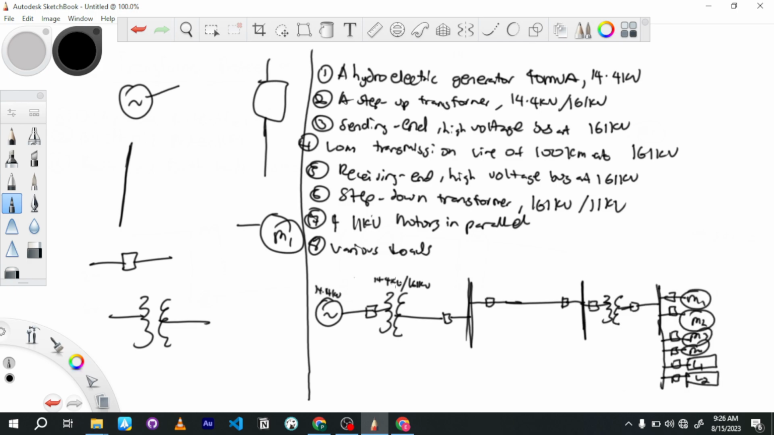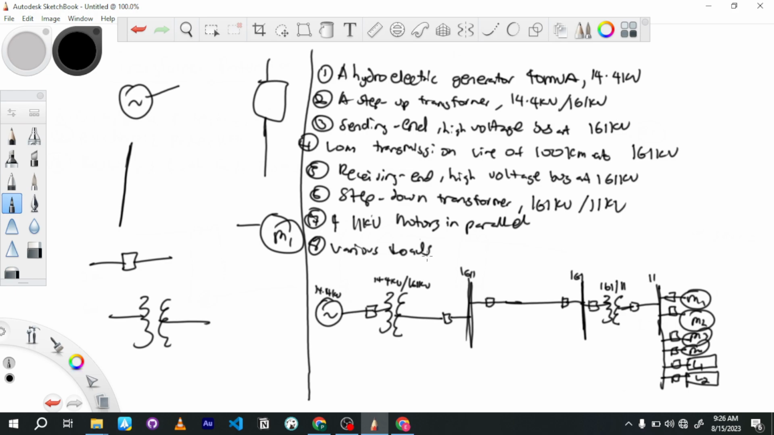It is the voltage levels that we are looking at. So 14.4, 14.4 to 161, 161 to 11, 11. Then you have your things here. If there's another step down to 415, you step it down again. So this is our system.